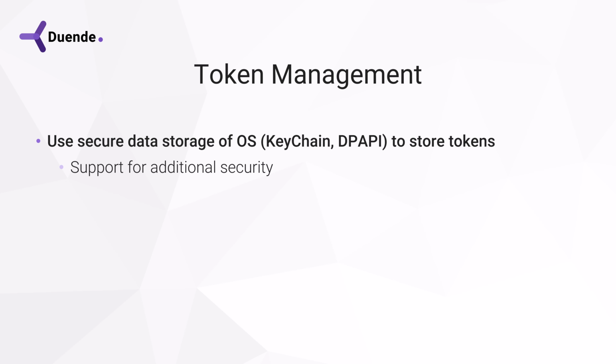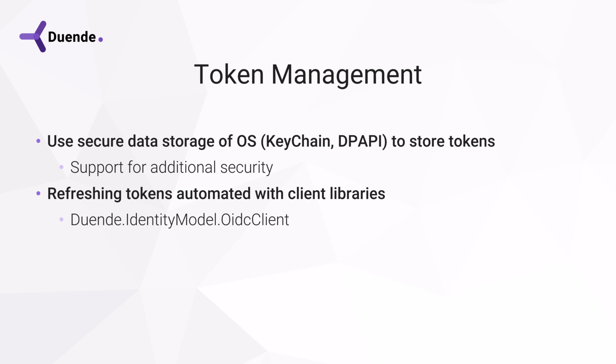Finally, a word about token management. As said, to protect tokens, they should be stored using secure data storage provided by the operating system. For example, using Keychain on iOS or Android, or DPAPI on Windows, which most of the time supports additional layers of security like biometric checks. And just like in web applications, refreshing access tokens can be automated using client libraries.